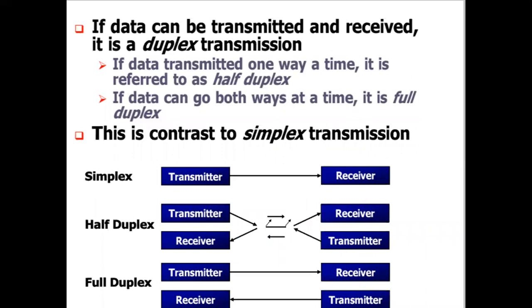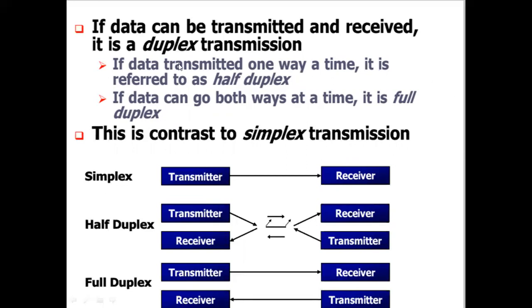So data can be transmitted or received. We call this duplex communication. Data transmitted in one way only, we call simplex. Simplex means data can be transmitted from transmitter to receiver, but the receiver can't transmit data. Suppose a computer can give a signal to the printer, but the printer can't give a signal to the computer. That type of communication we call simplex.